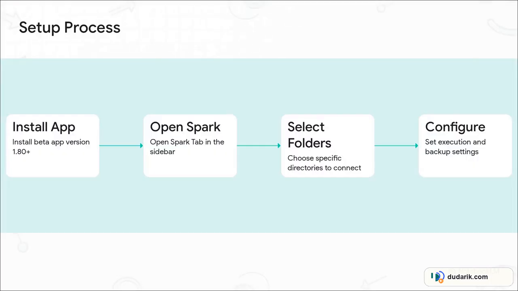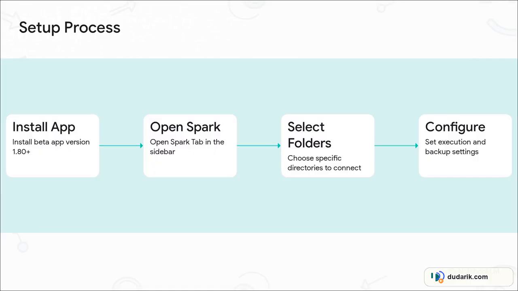If you're itching to set this up, the official documentation lays out a very clear path. Step 1. Install the correct beta app version. 2. Open the Spark tab in your sidebar. 3. Select connected folders from the menu. 4. Explicitly grant access to the specific directories you want to organize. And 5. Configure your execution settings.